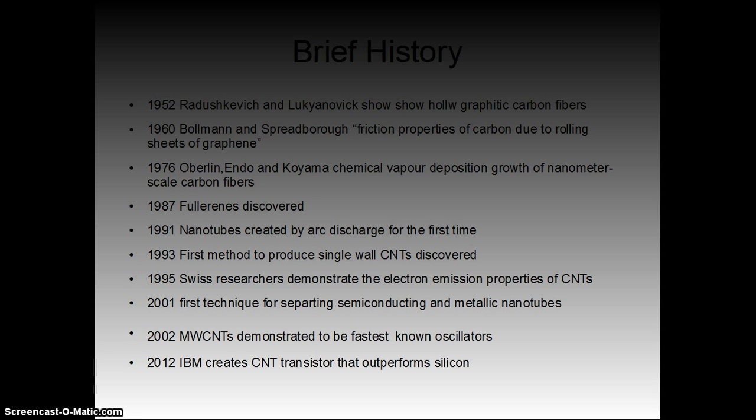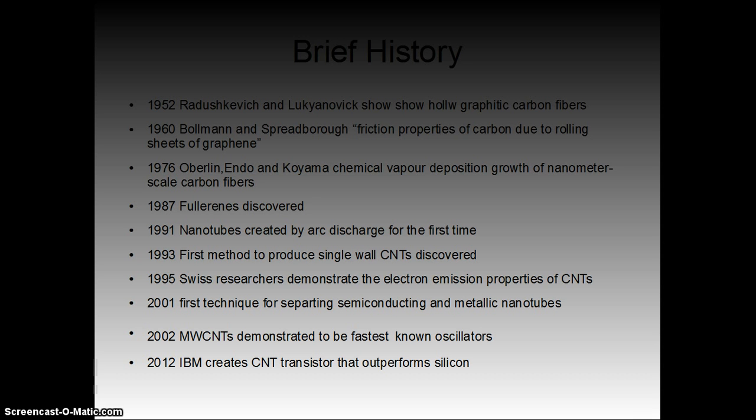In 1991 the arc discharge method was developed for the first time. In 1993 single wall carbon nanotubes were created. They used transition metals like cobalt, nickel and iron. In 1995 Swiss researchers showed the incredible electrical properties.